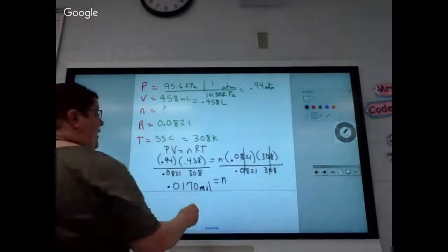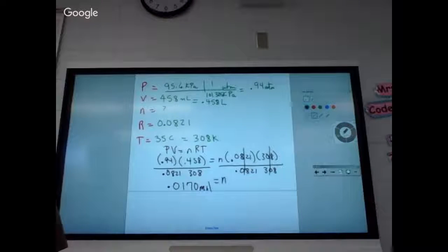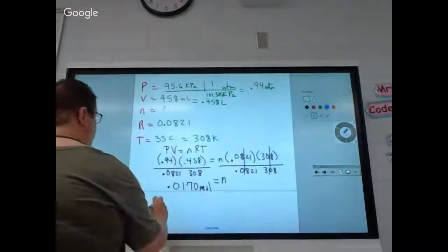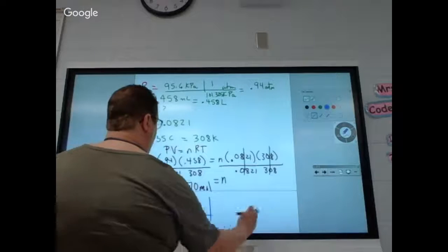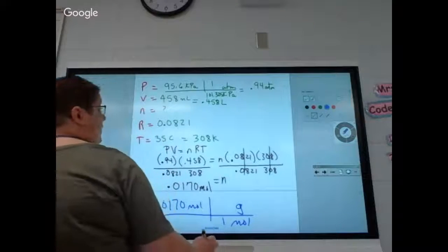Now, the question said find the mass. Can you leave it in moles if I said find mass? No. So you have to go one more step. Take your moles and then go moles to grams. So 1 mole, and then you need grams.